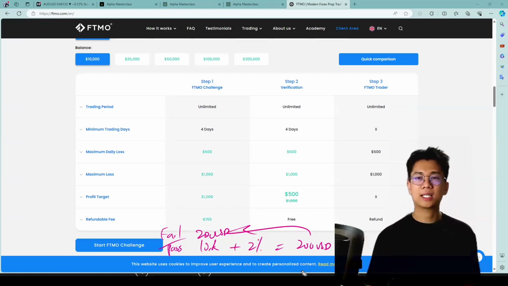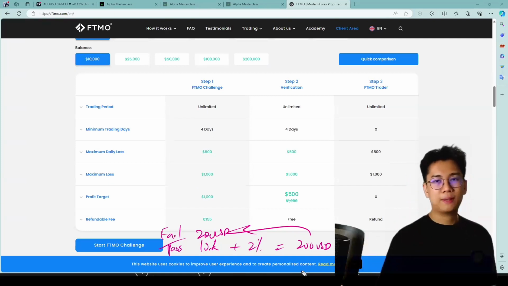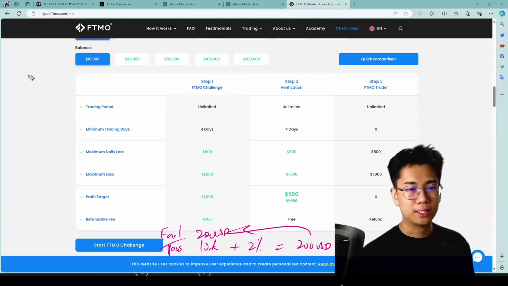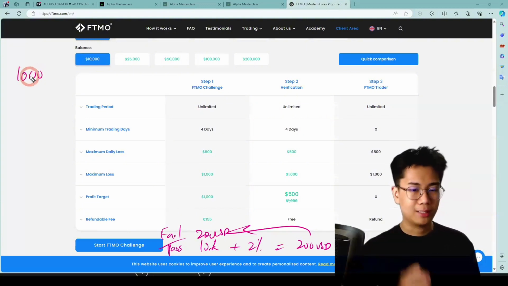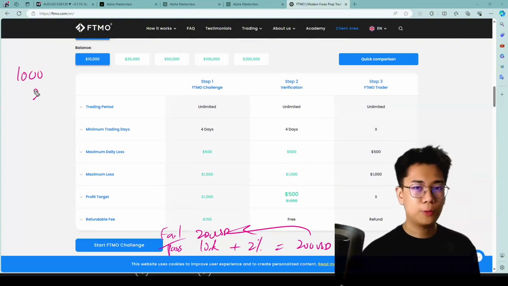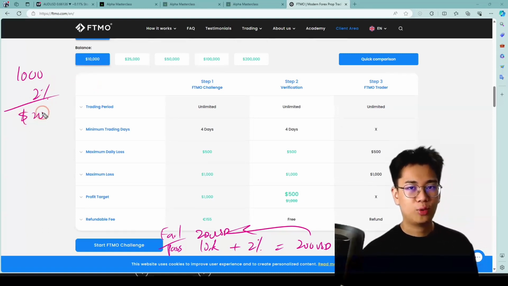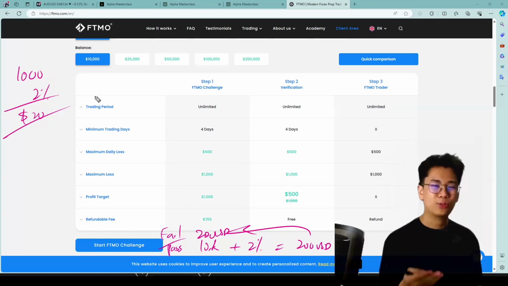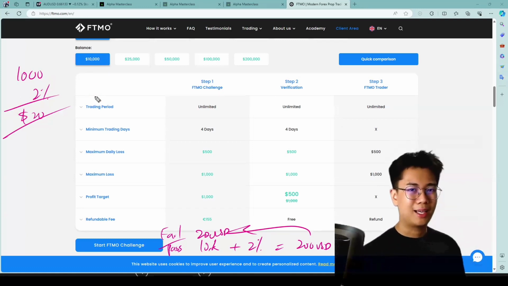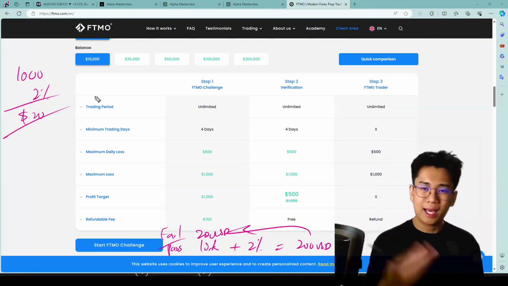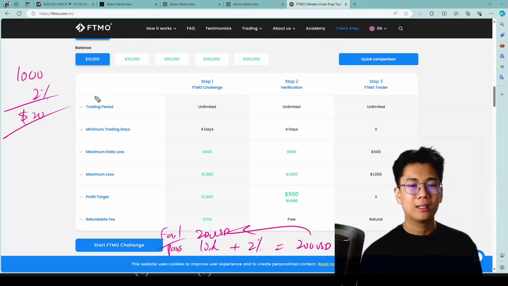This is a place that you can start already. Because honestly speaking, how much are you depositing for your account? $1,000, right? 2% profit on your $1,000 is how much? $20. I mean, seriously, $20 for a month? That is even lower than if I go and work a part-time job. One day I already make $20.